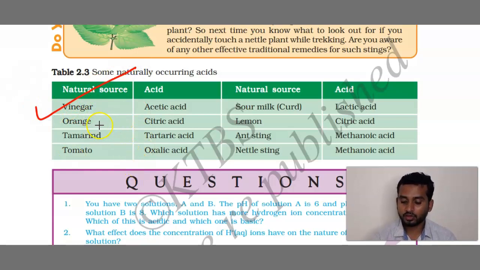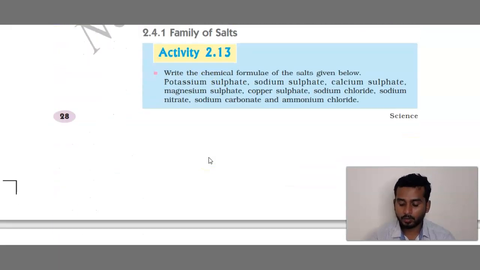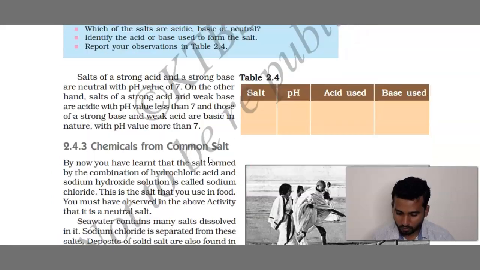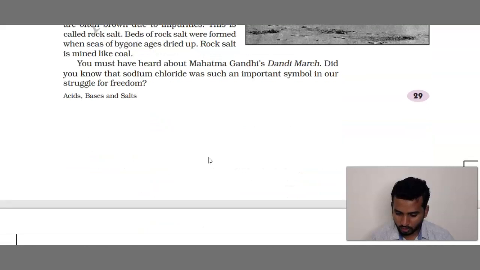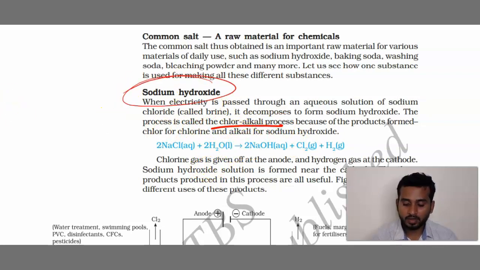And next, this table you can study, children. That is the natural source. Okay, you can study this table. You can study this question and answers. And more about salts. In this, pH of salts, one thing you need to remember, you have to go through this manufacturing of sodium hydroxide. What is the chloralkali process? You may get this question. Got it? And you have to explain the manufacturing of sodium hydroxide and their uses.